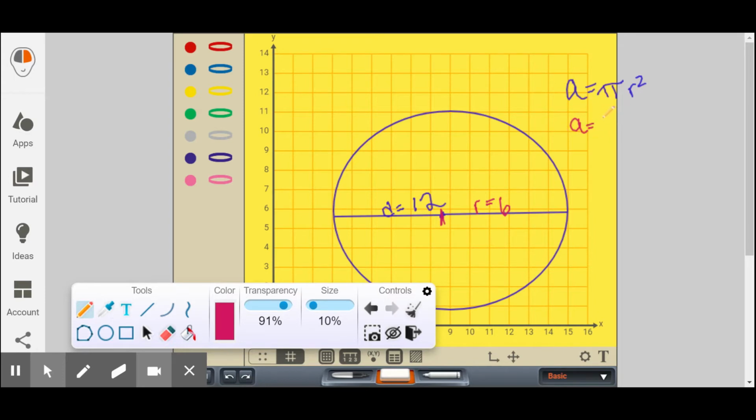Area is equal to pi, which I'm going to change to 3.14, times radius, which is 6, times radius, which is 6. So what happens when you do pi times 6 times 6? 113.04. And what if I said these were yards? Yards squared. 113.04 yards squared. So that is how you use the formula for the area of a circle. Pi r squared means pi times radius times radius.